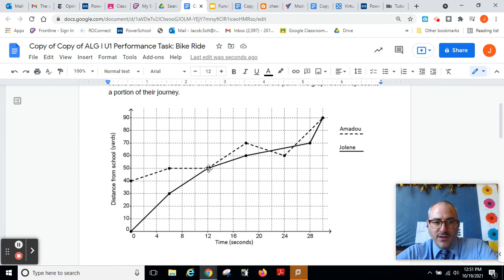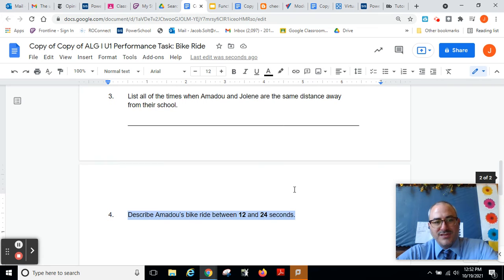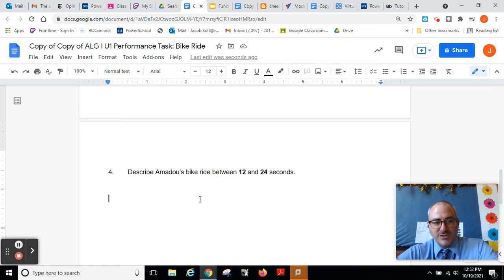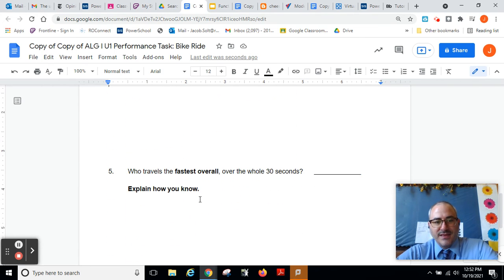While Amadou is traveling faster away from the school and then must turn around and come back towards the school for a little while. So Amadou is traveling faster away from the school, and then at 18 seconds, Amadou turns around and travels back towards the school for a period of time. And that's how I would describe that. Put that description into words. You probably need 2 sentences here.